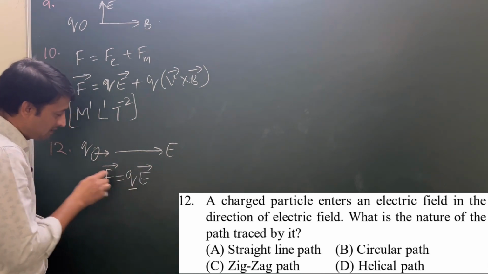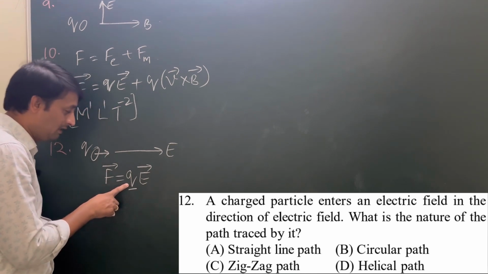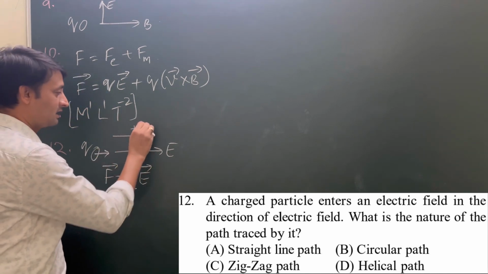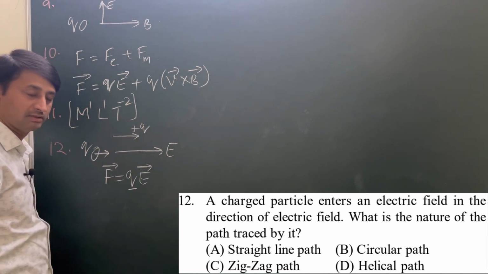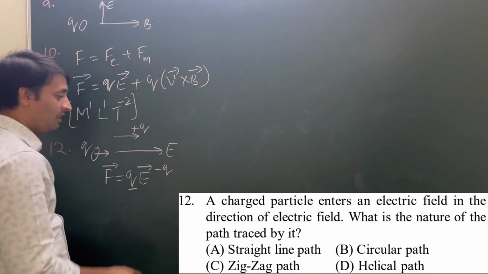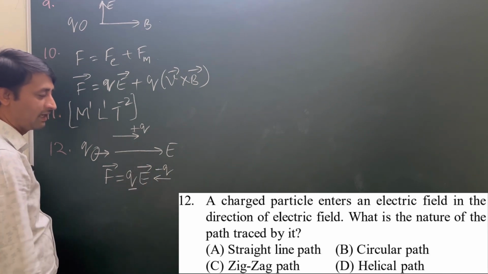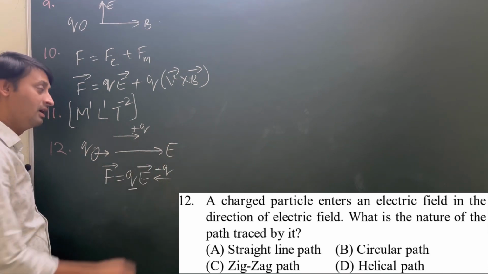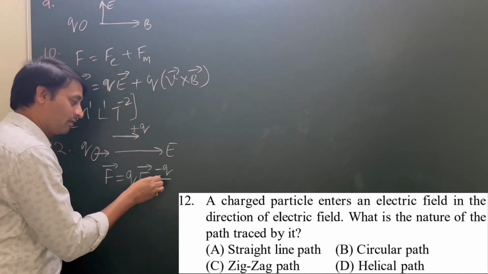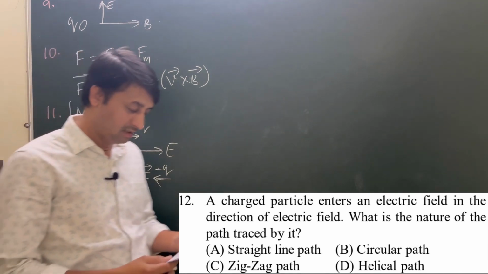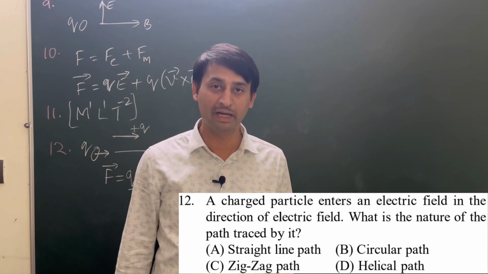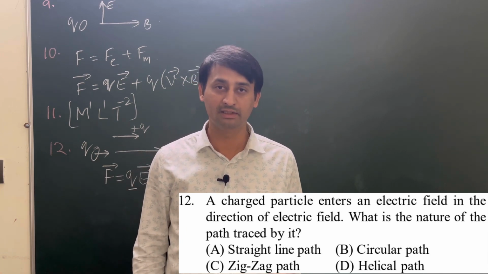If the particle is a positive charge particle, it will experience the force in the direction of the electric field. Similarly, if the particle is a negative charge particle, it will experience a force opposite to the direction of the electric field. In both cases, the force will be acting along a straight line. So the particle will move along a straight line. The path traced by it will be a straight line path. Option A is the correct answer.